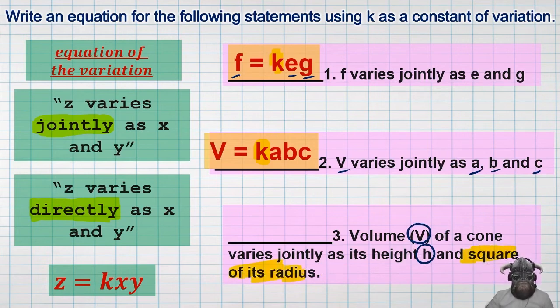So we can let our radius here as variable r. So we can interpret this one as V is equal to K h r squared. So, since ang sabi dito is square of its radius, so r squared yung ginawa natin. And that's how you translate a joint variation.